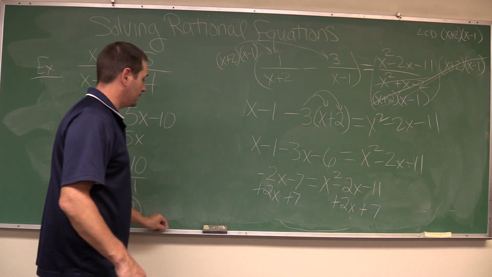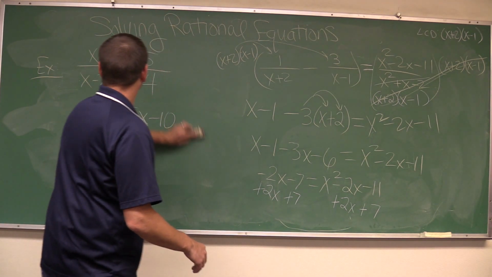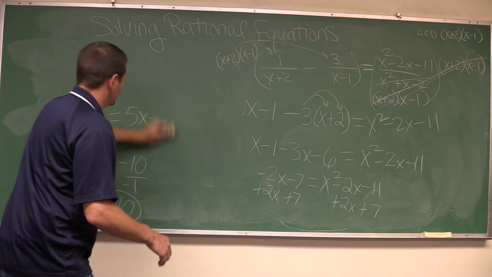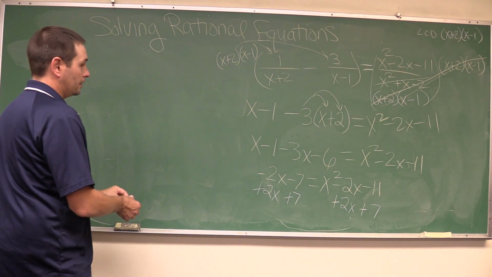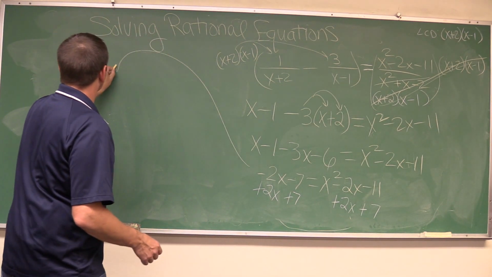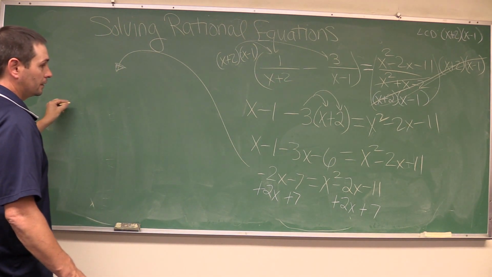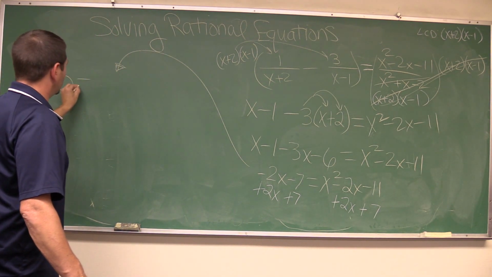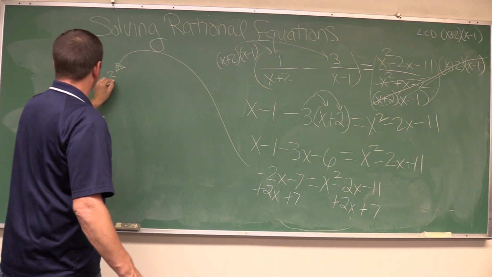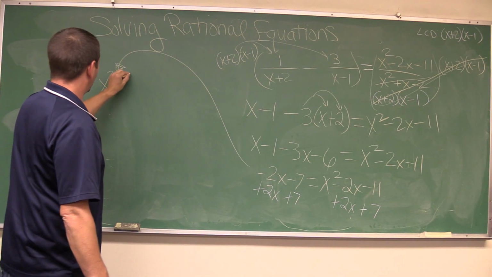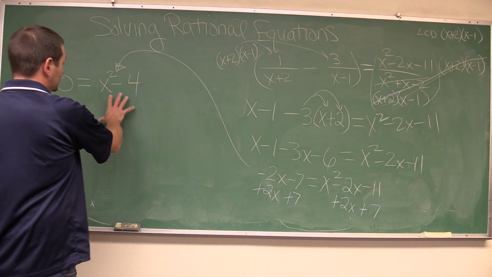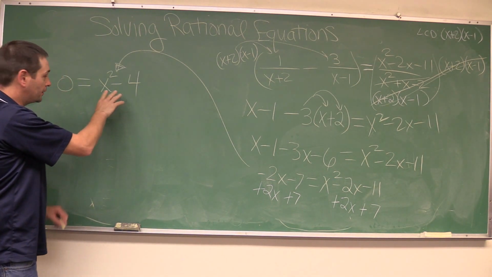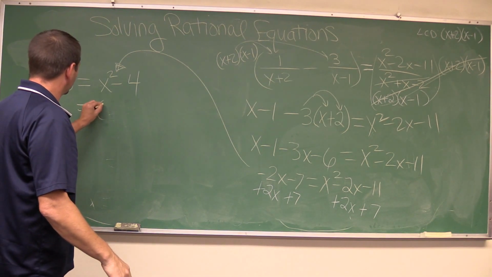And when I do that, I'm kind of running out of space here, so I'll put it over here. And when I do that, I'll end up getting 0 is equal to x squared minus 4, because the negative 2x and 2x wiped out. This is great because it's a difference of two squares. I know I can solve this by factoring.